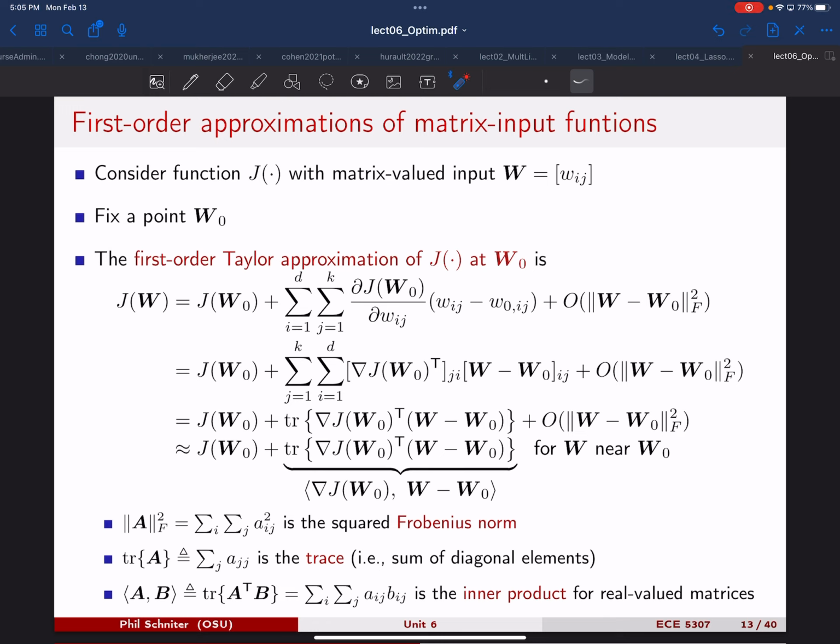So all of this is to say that this again is nothing more than the inner product. Let's see how that happens. First of all, let's think of how we can write this as a matrix multiply. This term here is nothing more than W minus W naught matrices, where we look at the ijth entry. And then this is nothing more than the gradient matrix at the ijth entry.